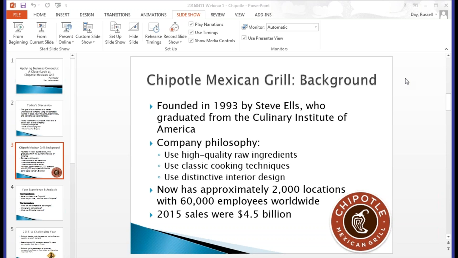And just last year, the sales were $4.5 billion. So that's a lot of burritos. But in comparison, McDonald's is about $25 billion in sales. So obviously a lot smaller than McDonald's, but believe me, Chipotle is giving McDonald's a run for its money.